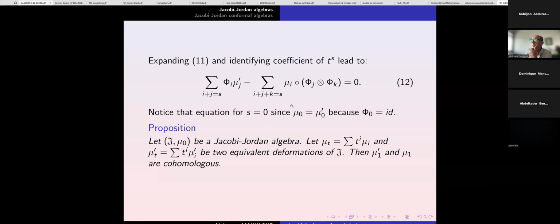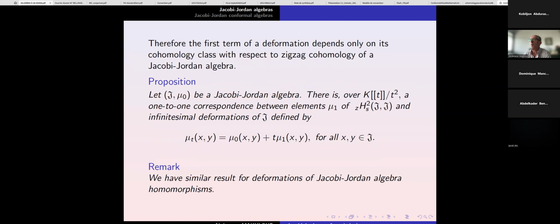Nothing happened. But now if you consider s equals 1, then what you get is that mu 1 corresponding to the first deformation and mu prime 1 corresponding to the second deformation should be cohomologous, which means they are in the same cohomology class. They have to be symmetric two cocycles, but in this case they are in the same cohomology class. Then we recover the usual theorem that only the cohomology class with respect to this zigzag cohomology is important. If you take a representative that defines a deformation, then all the cohomologous elements define an equivalent deformation.